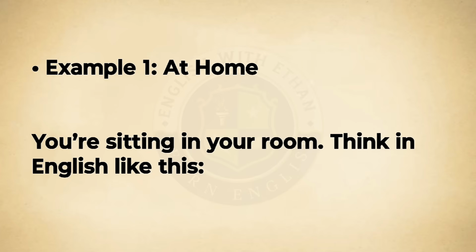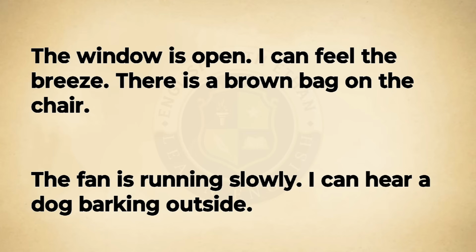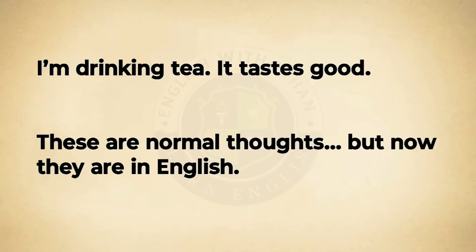Example 1. At home. You're sitting in your room. Think in English like this. The window is open. I can feel the breeze. There is a brown bag on the chair. The fan is running slowly. I can hear a dog barking outside. I'm drinking tea. It tastes good.